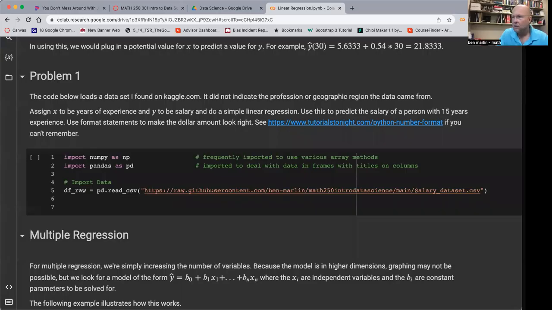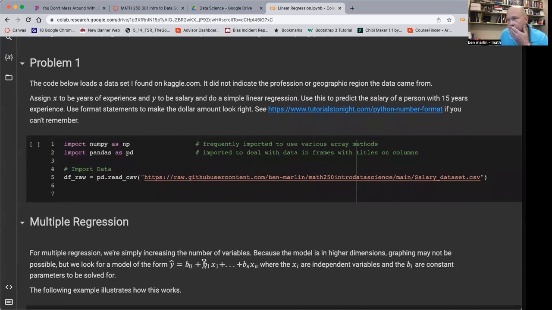Okay. So let me jump back over here to the screen and let's talk a little bit about what we're doing for problem number 1. So in problem number 1, I went ahead and went to Kaggle.com, which is a website with a lot of machine learning data sets. And the data set that I found was, what was it called? A salary data set. And it related the number of years experience that a person had in some particular industry or geographic area. It didn't give that information.